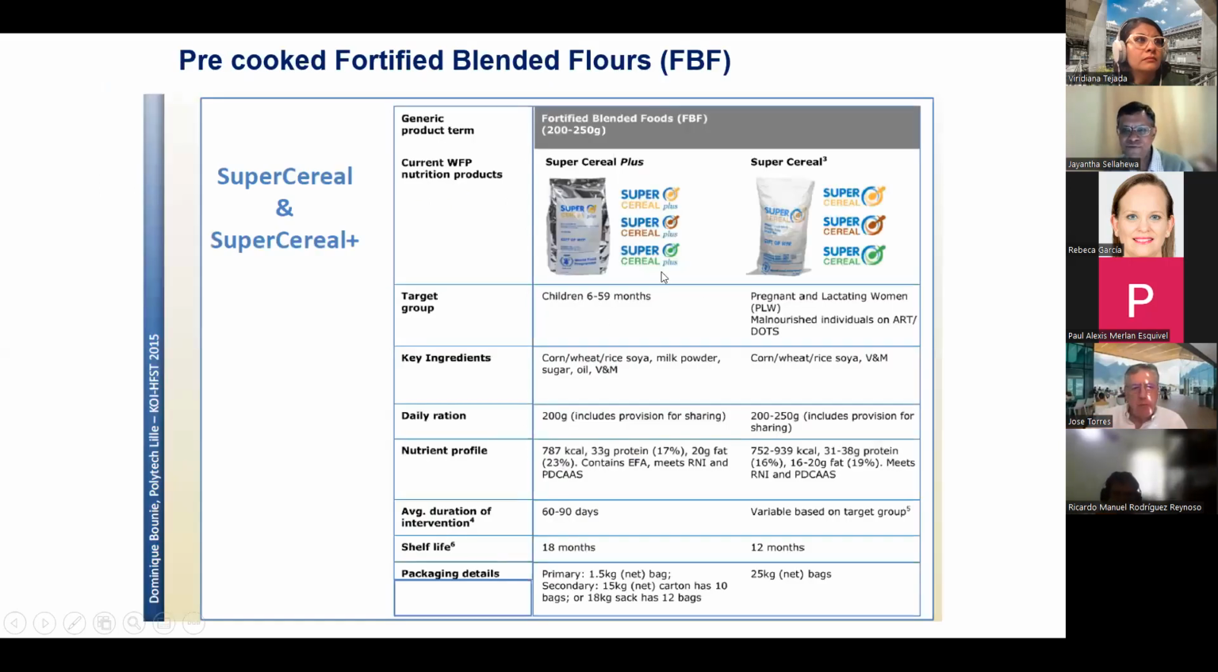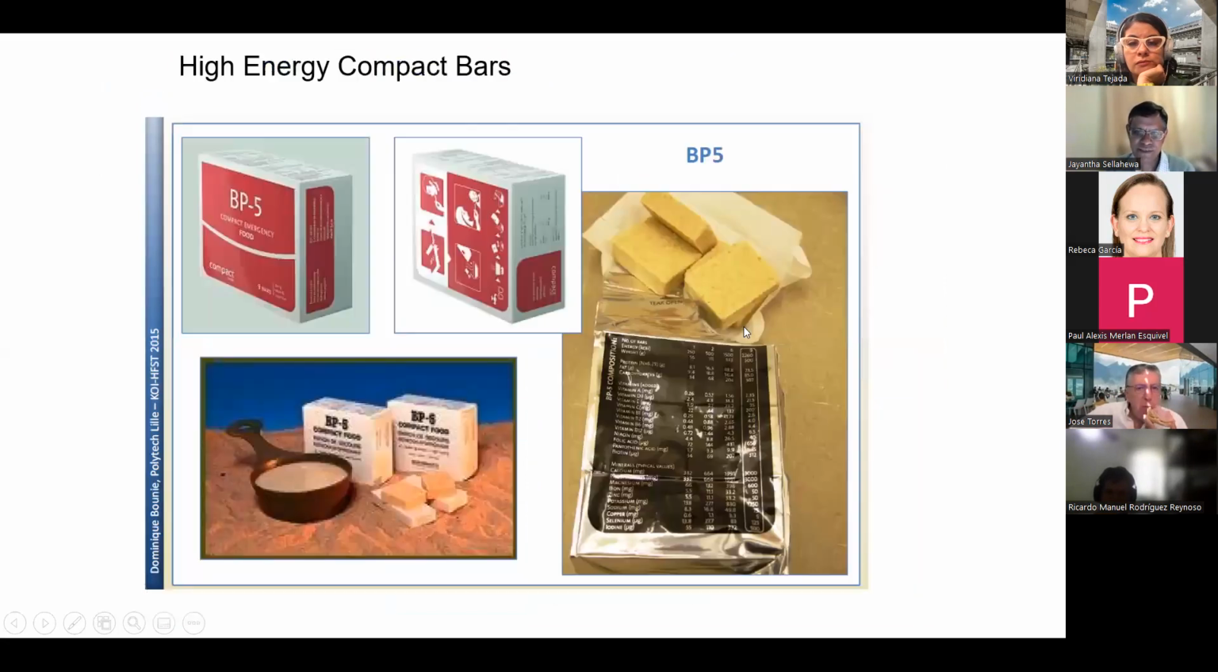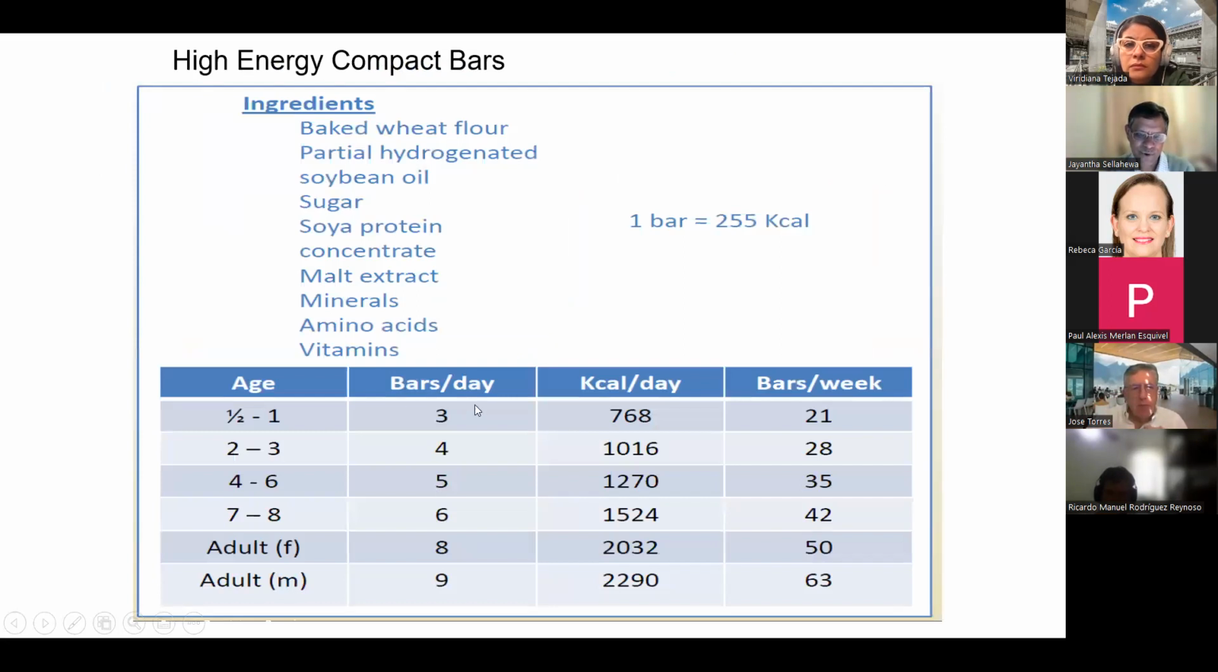Now, the next stage of this is where you can formulate it in such a way so that it's targeted to a particular group, from infants from 6 months to 5-year-old children to pregnant mothers. This is another popular thing. These are called compact bars. It's pre-cooked, so it can be eaten as a bar, or it can be granulated, mixed with water, and made into a porridge. And this shows the composition.